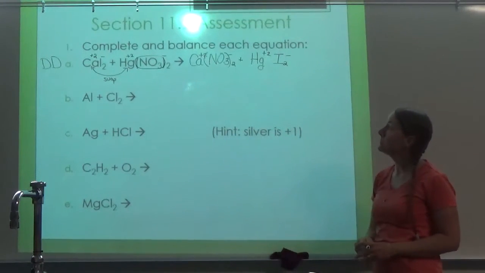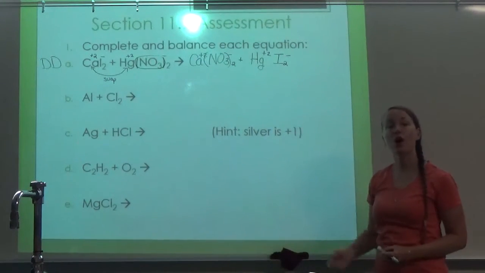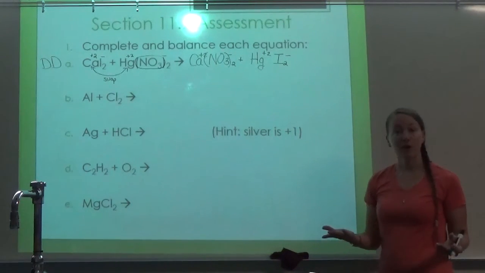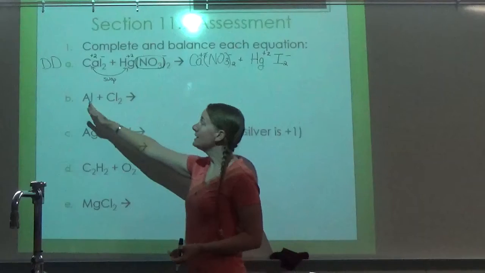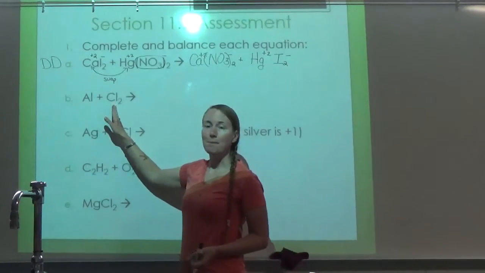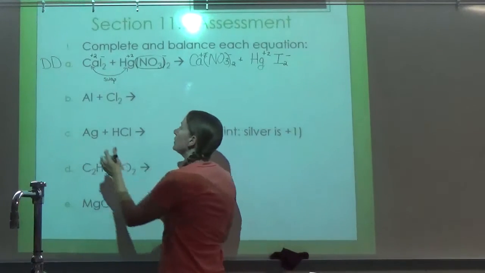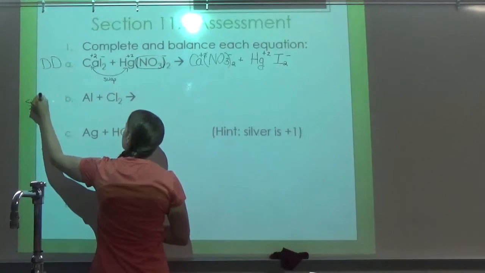All right, so like I said, double displacement is usually the hardest for most people just because it has the most going on. Okay, so let's look at part B. We have aluminum by itself, chlorine by itself. So two things by itself. What's their only option? To bond together by synthesis.